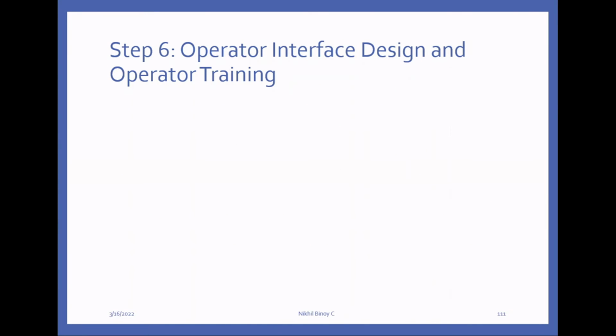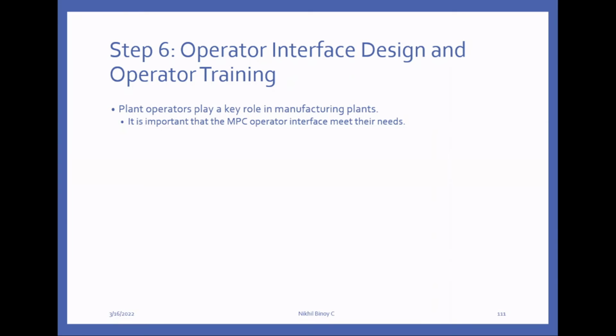After designing the model predictive controller, step 6 is operator interface design and operator training, because the operator is going to run the model predictive controller. He or she must have thorough knowledge about the model predictive controller, how to run it, how to operate it. The plant operator plays a key role in a manufacturing plant, so it is important that the MPC operator interface meets their needs.